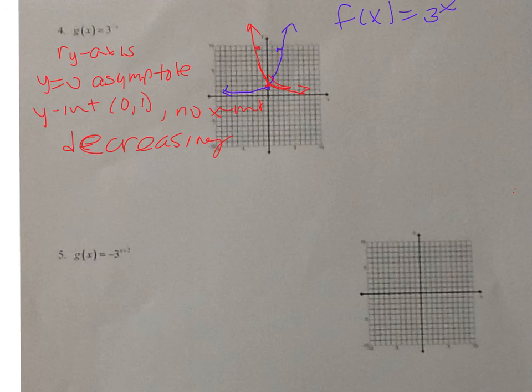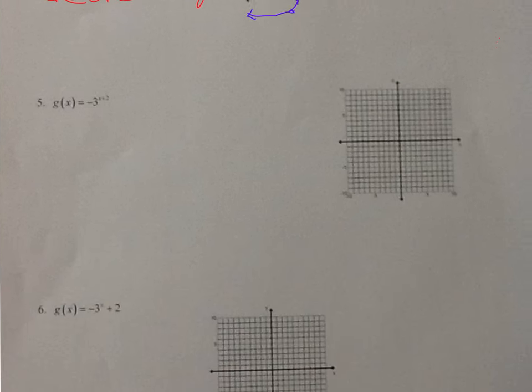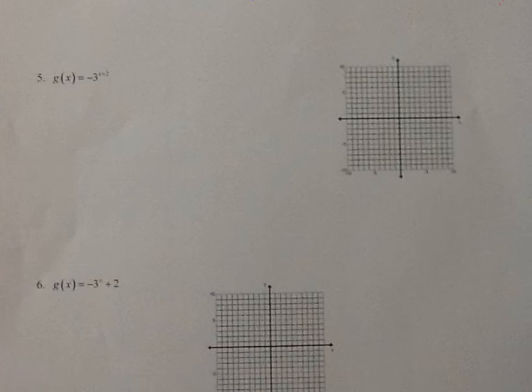Okay, let's take a look at number 5. Okay, so draw the parent function. Let's see what we have here. I have g of x is equal to negative 3 to the x minus 2 power. So remember in the past we always reflected first, but because of order of operations, I have to do the exponent first, which means I actually have to shift to the left 2 first. So it's to the left 2, and then a reflection over the x-axis. Okay, so I'm going to go to the left 2 and then flip over the x.